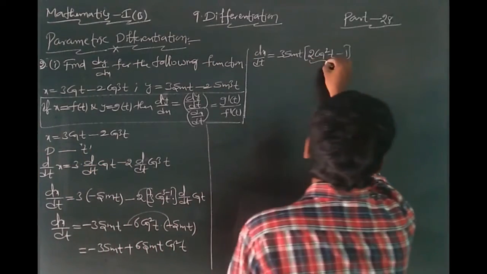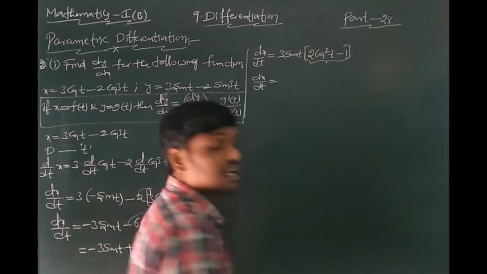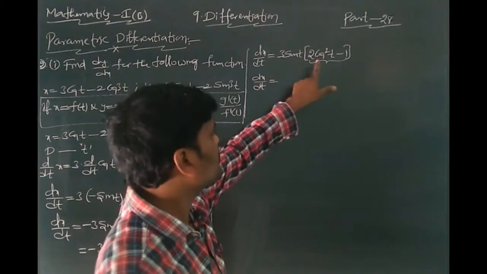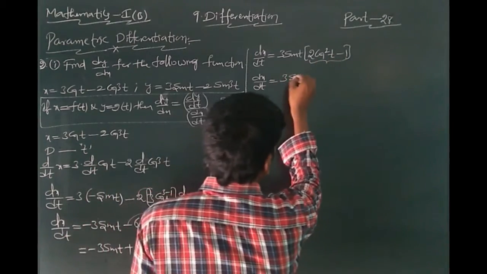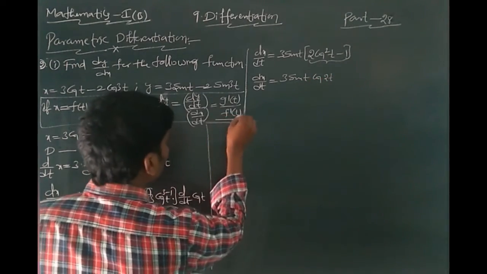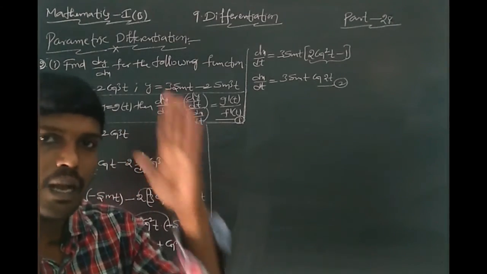You know that 2 cos square t minus 1, by the formula of cos 2a. What is the formula of cos 2a? 2 cos square a minus 1. So 2 cos square t minus 1, you can write cos 2t. So dx by dt is 3 sin t into cos 2t. This is equation 2. dx by dt completed.